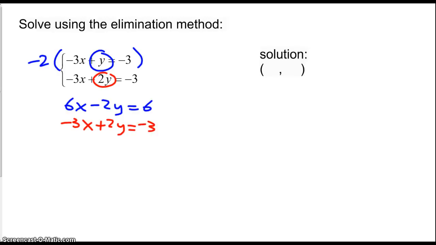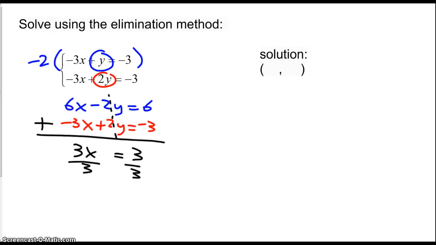And now when I add the two, I've arranged it so that the negative 2y and the positive 2y will be eliminated when they add together. And so I have 6x minus 3x is 3x on the left side, and on the right side I have 6 minus 3, which is 3. And now I have a combined equation where I only have x's. And so I could divide and get that x equals 1. So that's the x portion of my solution.